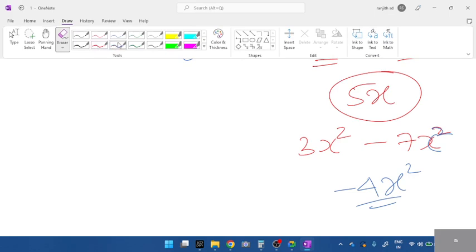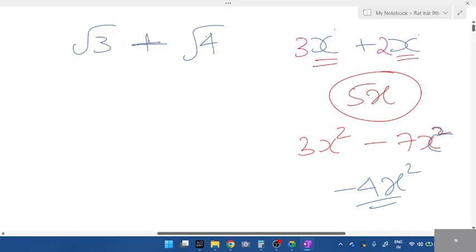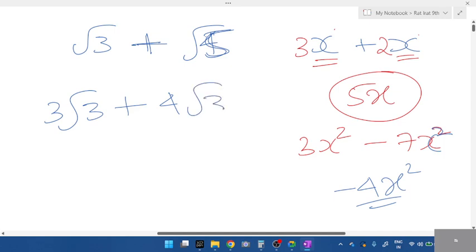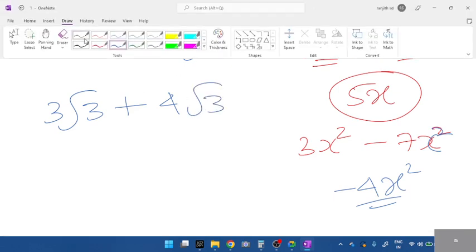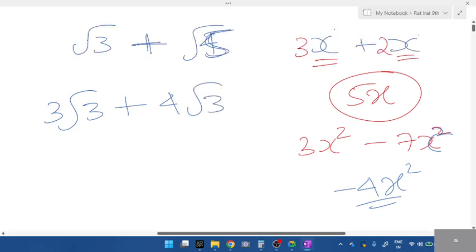In the same way, whenever a root is given, whenever addition is given, we check like term or unlike term. Root 3 and root 5, are they the same? No, unlike term. You can't add and subtract. Let me take 3 root 3 plus 4 root 3. Check the root value, not 3 and 4. Just check the root value. Are they the same?